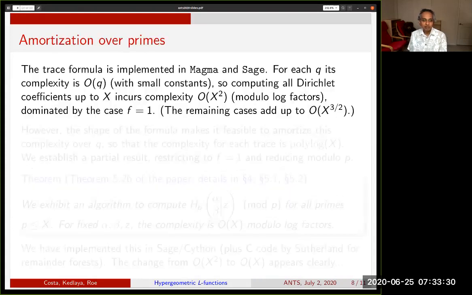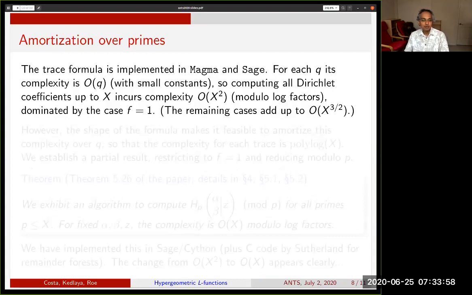This trace formula is implemented in Magma and Sage, so you can actually do computations with it already. For each prime power q, its complexity is dictated by that sum over q minus 1 terms. So the complexity is O of q with relatively small constants. This means that computing all Dirichlet coefficients up to x incurs a complexity of O of x squared up to logarithmic factors. We will ignore log factors in these slides. They are discussed in more detail in the paper.